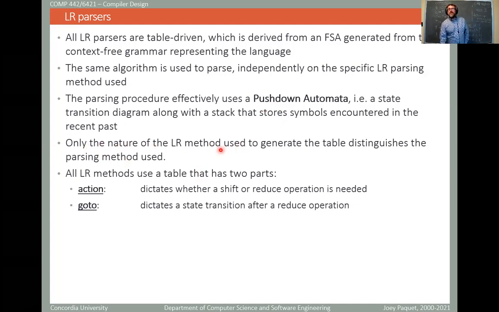So only the nature of the LR method used to generate the table distinguishes the parsing method used. So the only difference is how you construct the table. The methods are extremely similar, but there is additional information that you can use in the generation of the table that is going to make it more powerful and a better discriminator as you are generating the table. So that's to make the parsing method more powerful to accommodate more grammars.